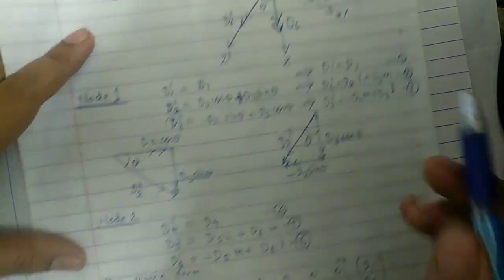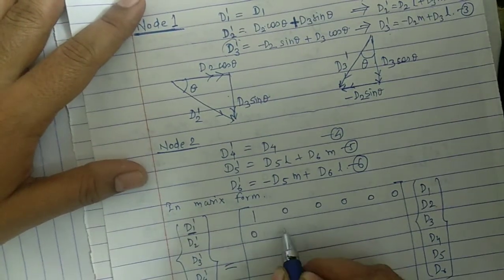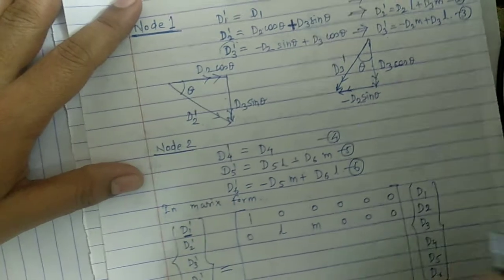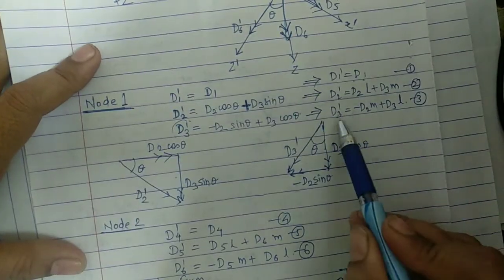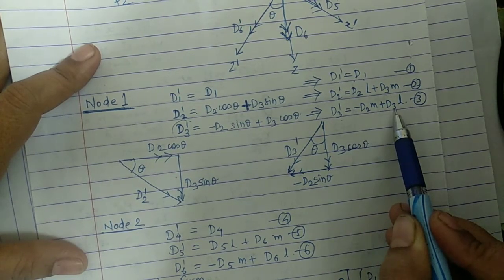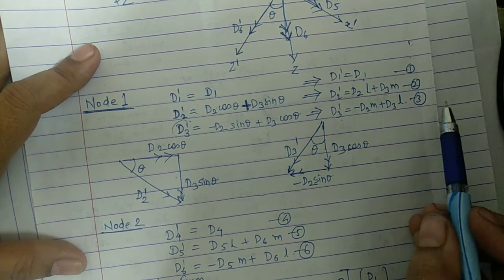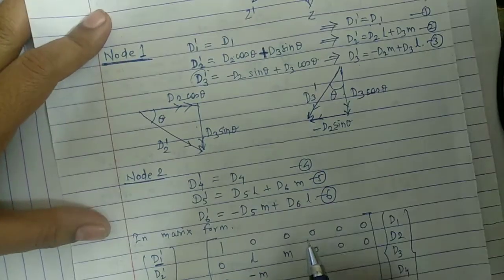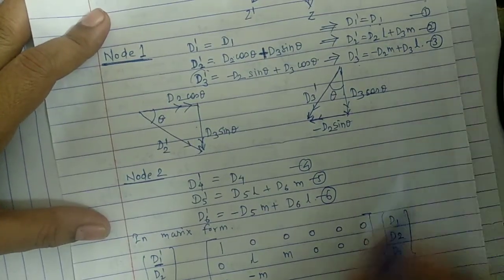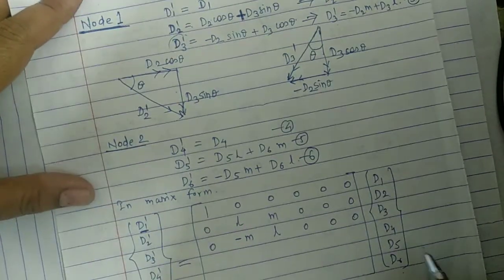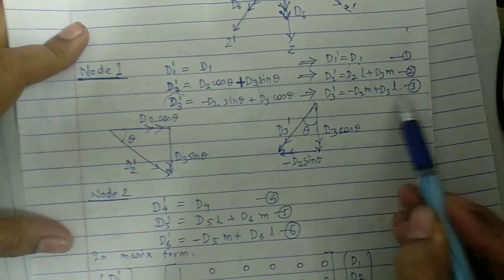Okay, L and M. So the d1 coefficient is 0, d2 is L, d3 is M, and the remaining are also 0. Similarly, in the third equation, d3 dash is equal to, again only the d2 and d3 coefficients are there, and all the remaining coefficients are 0. So d1 is 0, d2 is minus M, d3 is L, and again the coefficients for d4, d5, d6 are 0 because they are not present in this equation.